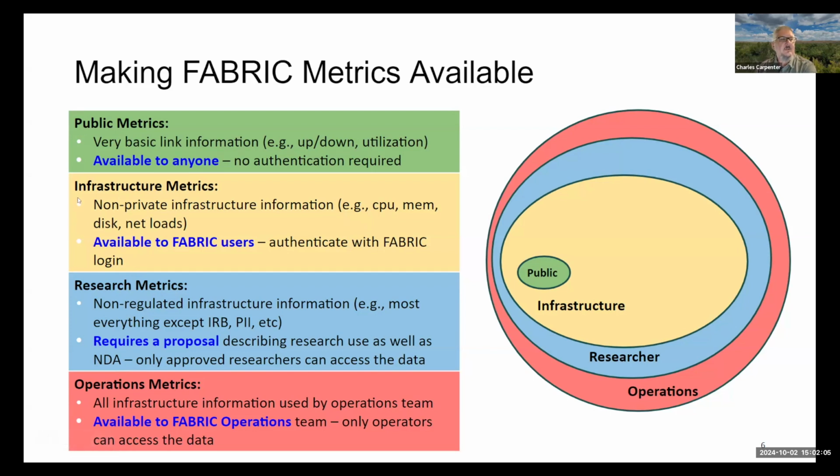In the same vein, we include more information in the yellow part, which we call the infrastructure metrics. It's still non-private infrastructure information, mainly things like CPU and disk loads, your standard Unix kind of measurements, and it's available to any Fabric user. So if you are a Fabric user and you're part of a project, you can authenticate with Fabric and log into that one. And then we have another one, the research metrics. It's still basically non-regulated information, but it has a lot more information, and it requires you to write a proposal to see whether or not we think that your proposal is a good use of that information. So very few people will be able to access that information.